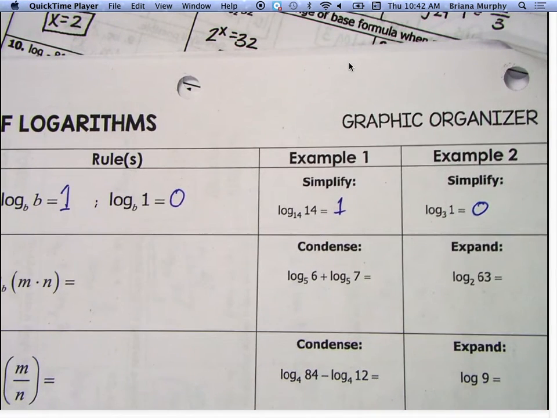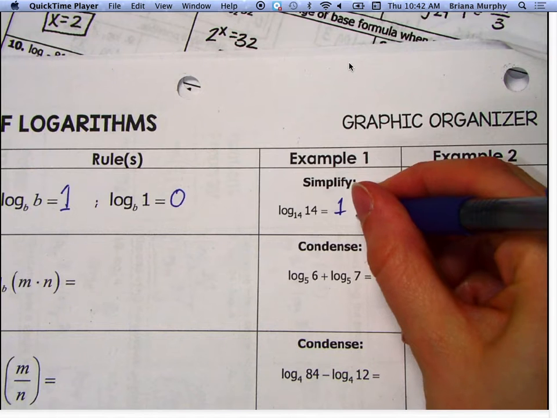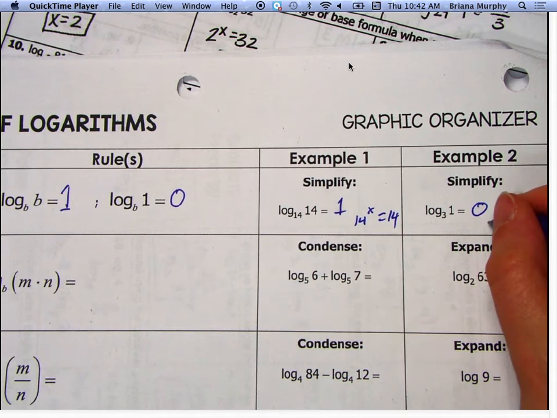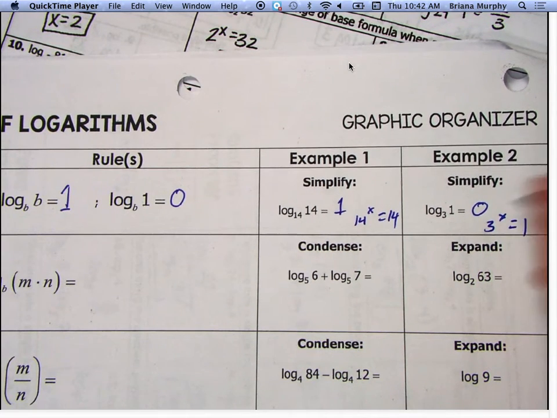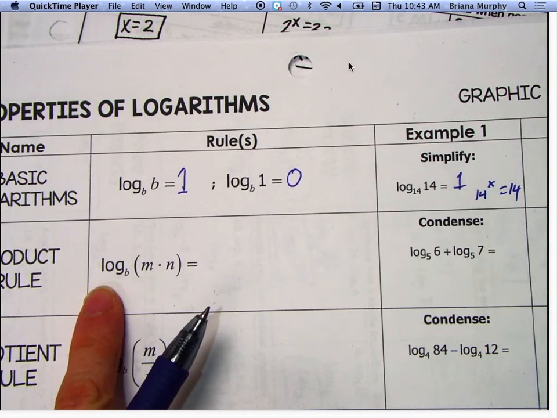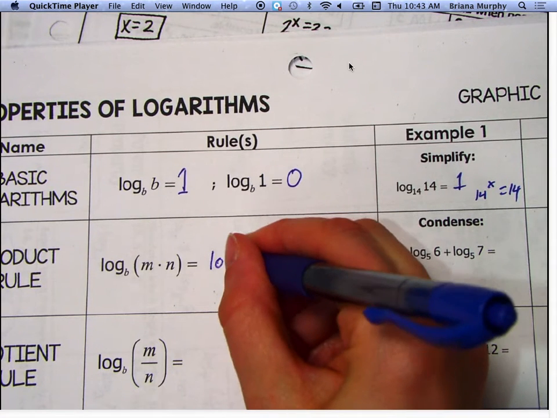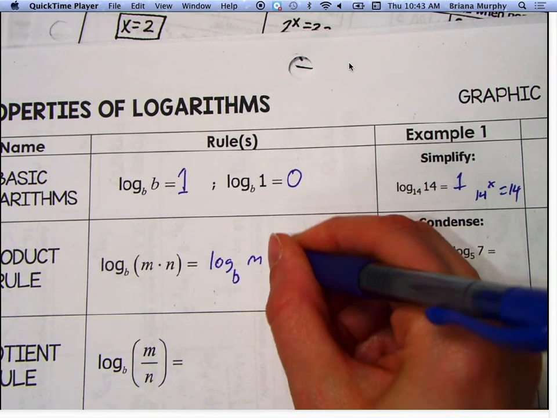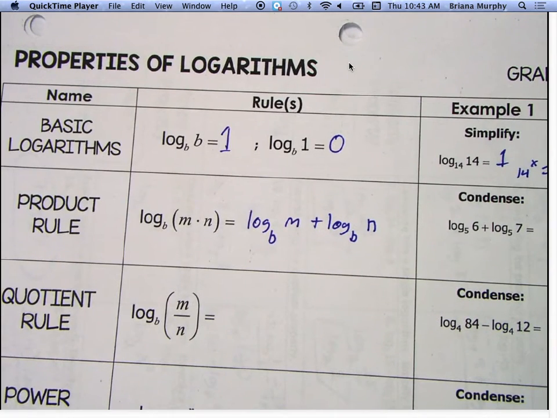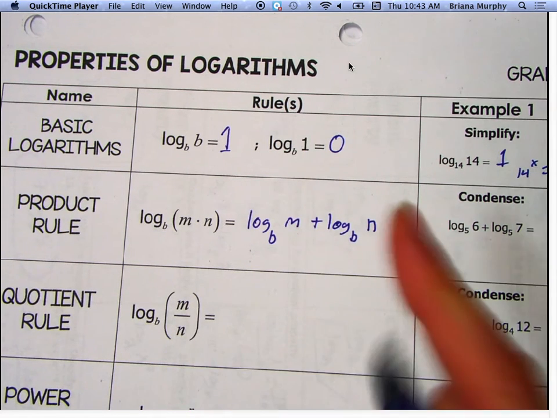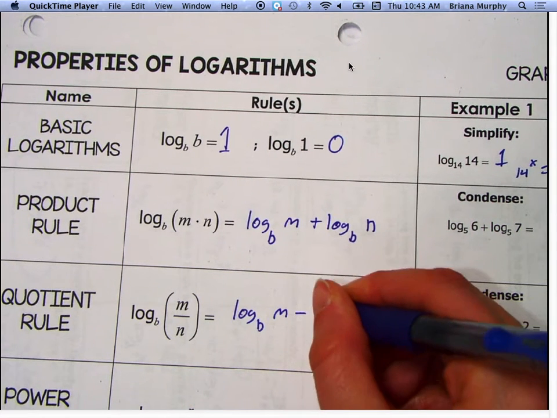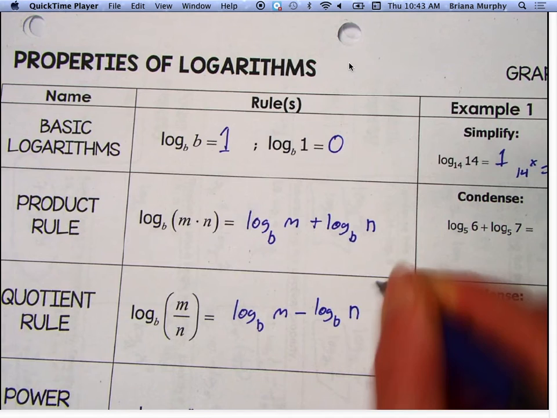Yeah, because it'd be 14 to the x equals 14. Well, the only thing to be able to do that is 1. It'd be 3 to the x equals 1. Well, the only thing to be able to do that is 0. Okay. Product rule becomes log base b of m plus log base b of n. Log base b of m over n becomes log base b of m minus log base b of n.